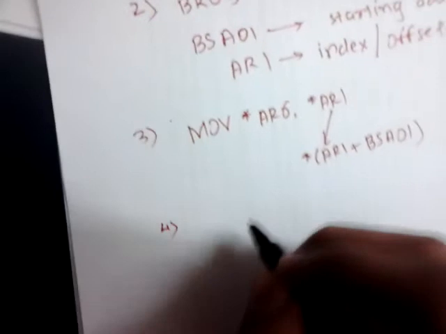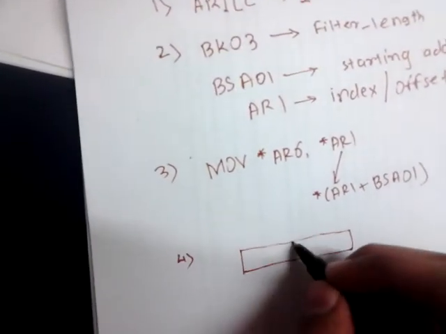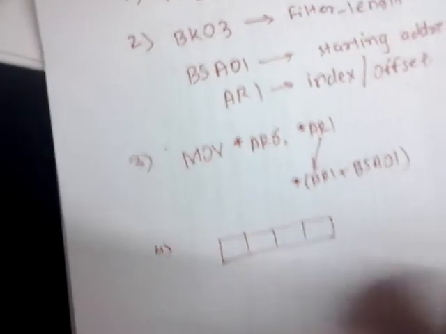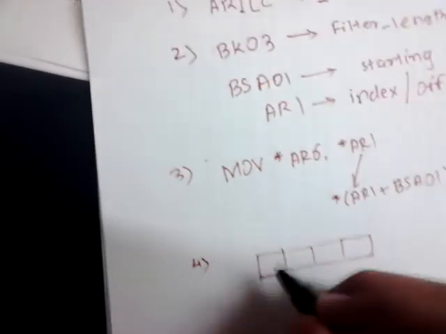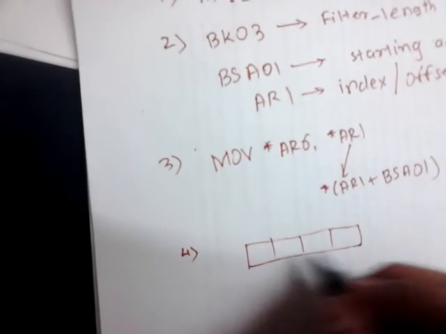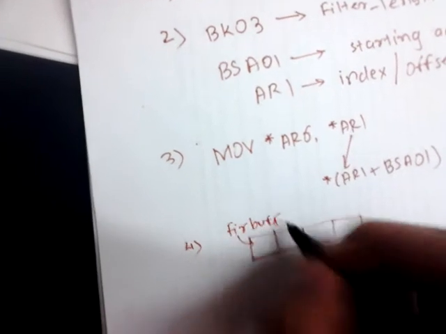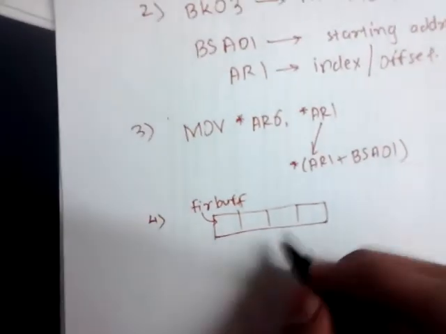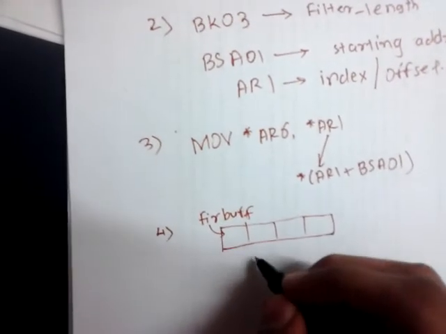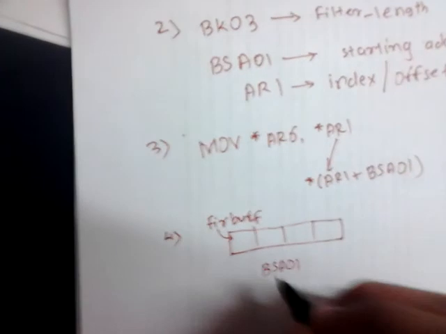We'll take a short example. Suppose we want to implement a four element filter, filter of length 4, and this is a 4 length input array. Then FIR buff will contain starting address of our input array, which has to be stored in BSA01 register.